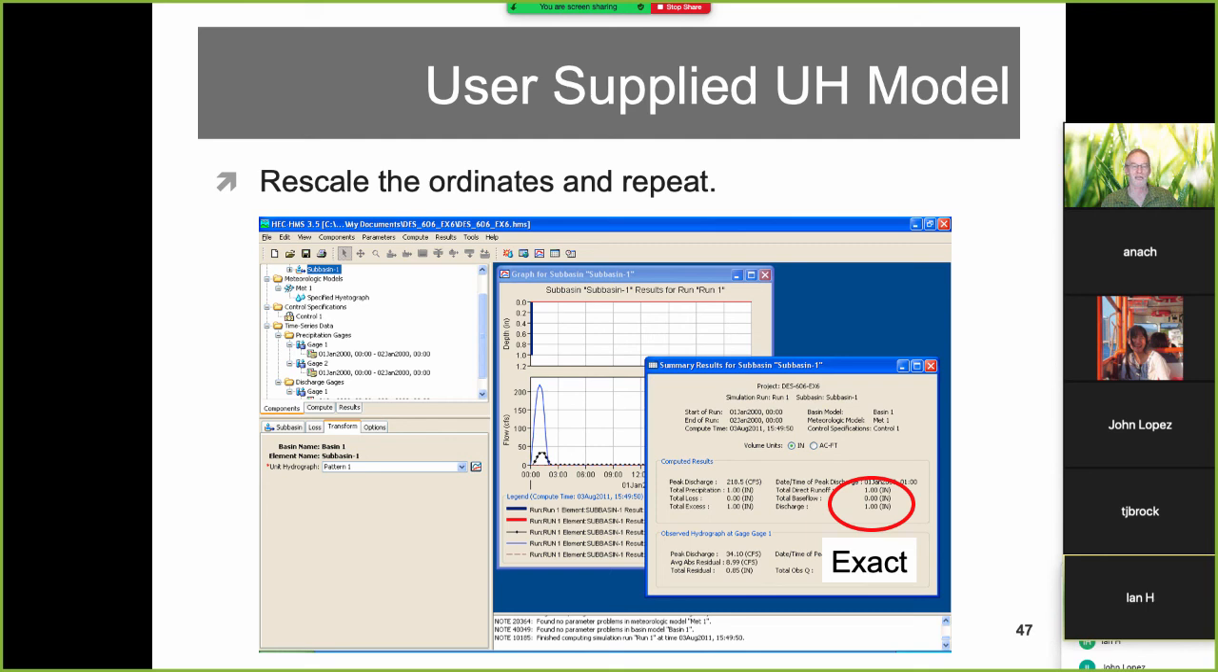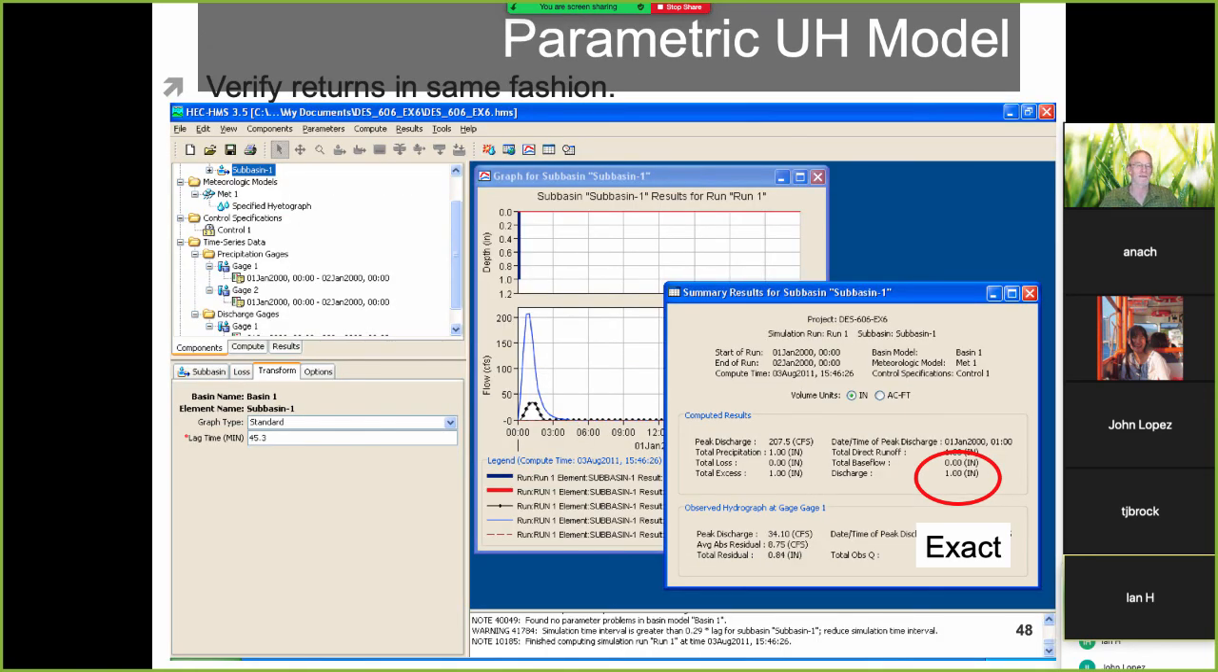We can rescale it once. So we take the values that were in that empirical hydrograph and divide by 0.97. When we run it again, we get 1 inch. We now have an exact empirical unit hydrograph model. And then we can apply it to our observation set. When we do that, we need to change back to the original rainfall to see that the computed hydrograph and the observed hydrograph are about the same.